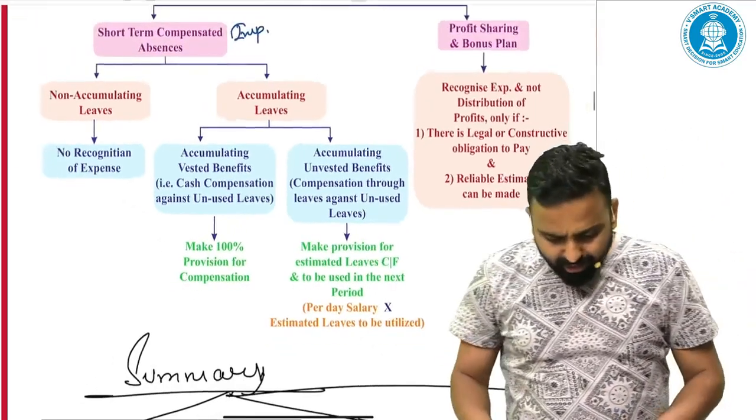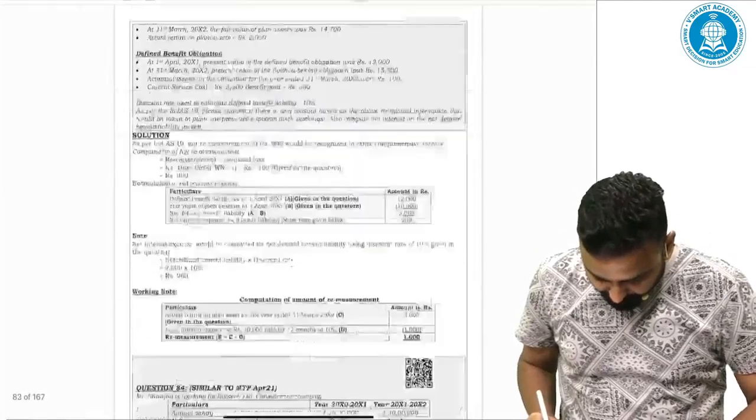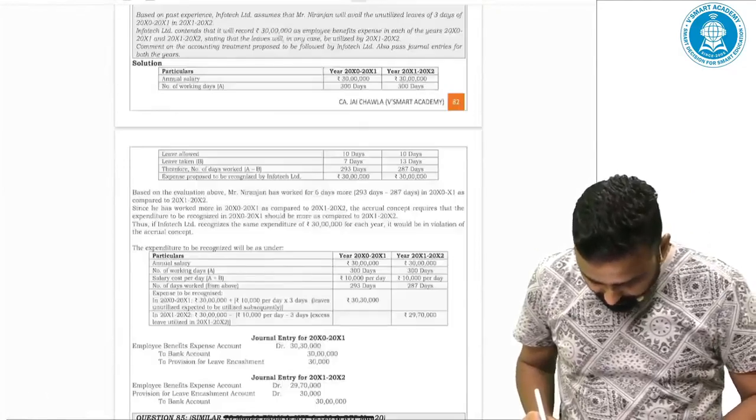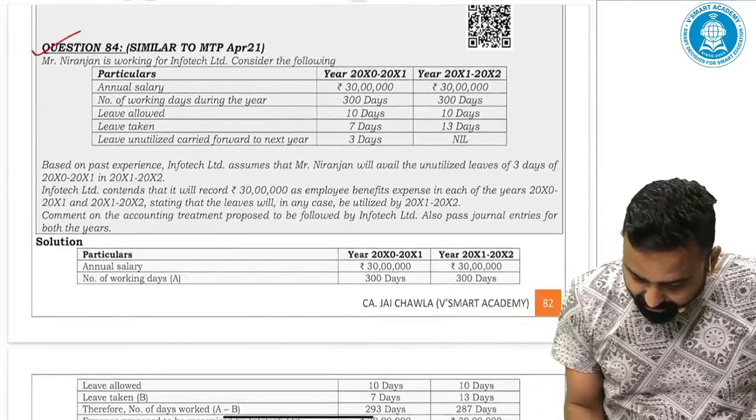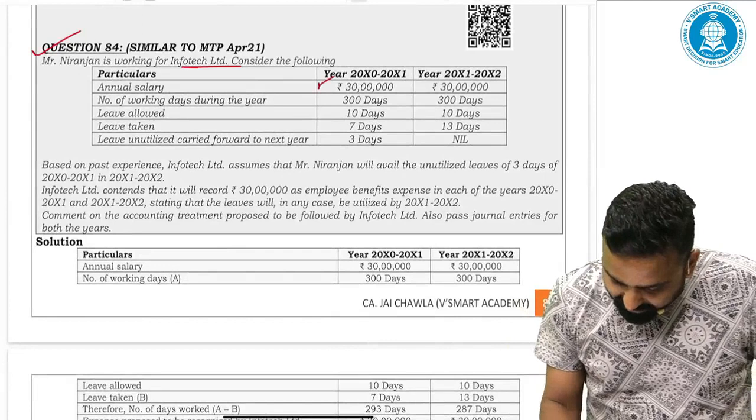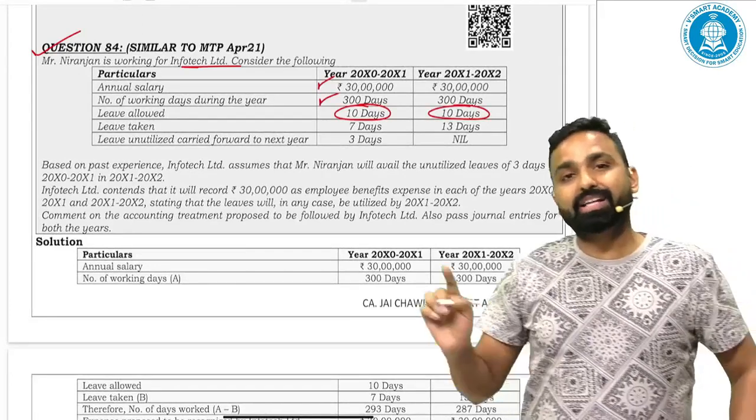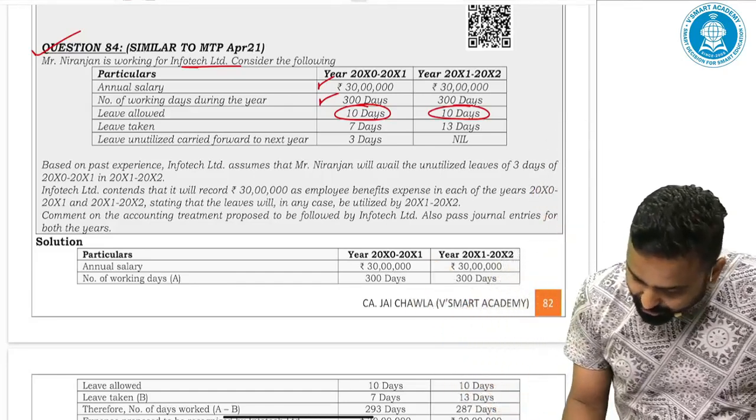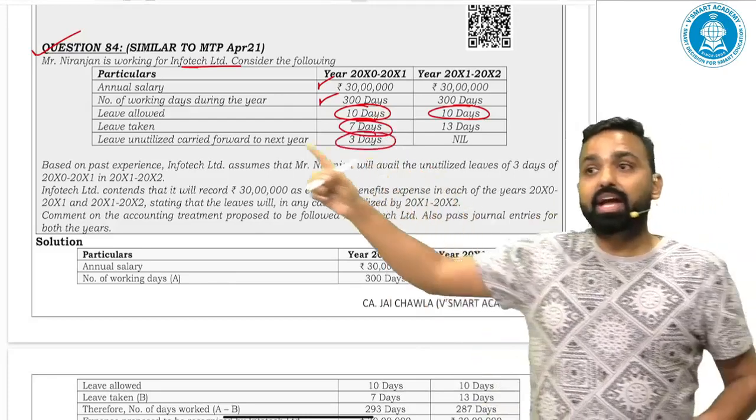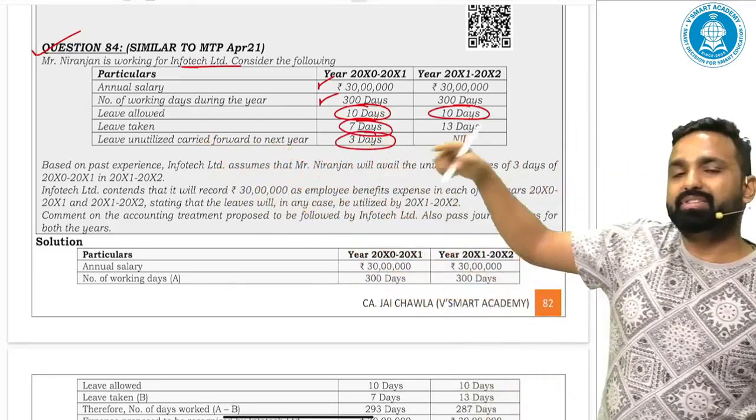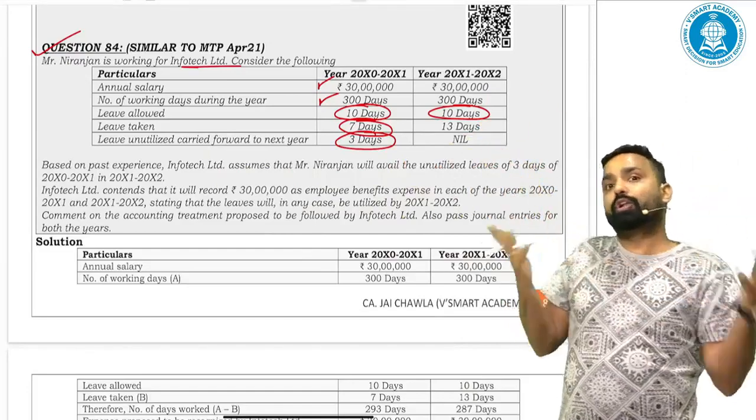I'll tell you one question on this. This is the question. Mr. Niranjan is working for Infotech Limited. His annual salary is 30 lakh. Number of working days is 300. Leaves allowed to Mr. Niranjan in the year are 10 days. Mr. Niranjan took 7 days of leave in the first year. So his unused leaves are 3 days, and he is allowed to carry forward these 3 days to the next year. So technically in the next year, Mr. Niranjan has 10 allowed and 3 carried forward, overall 13 days.